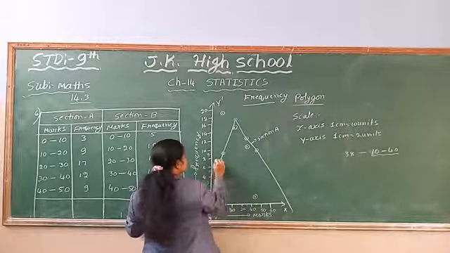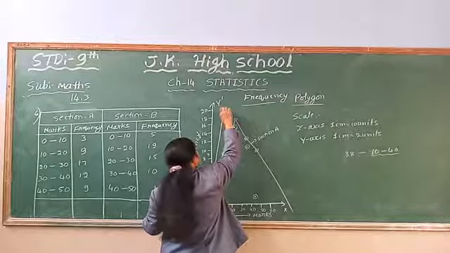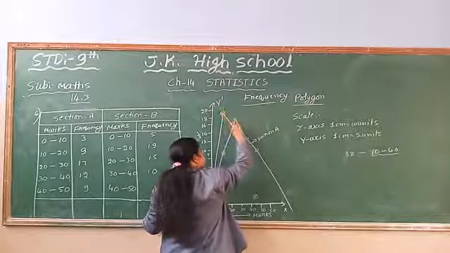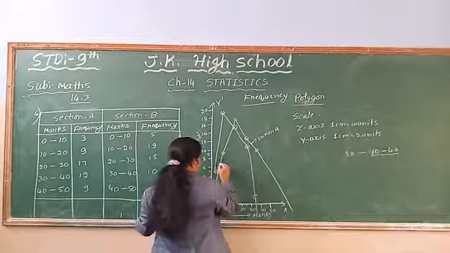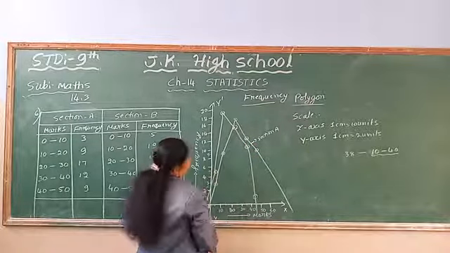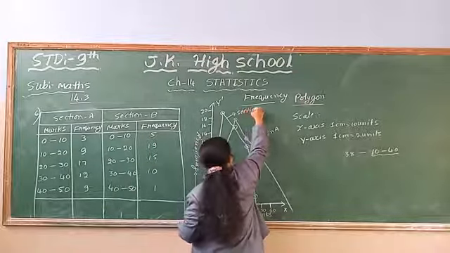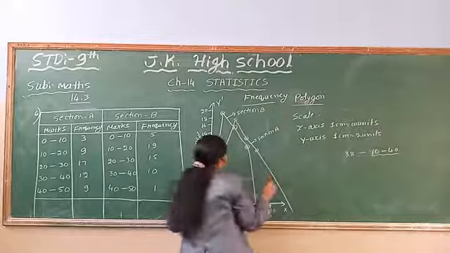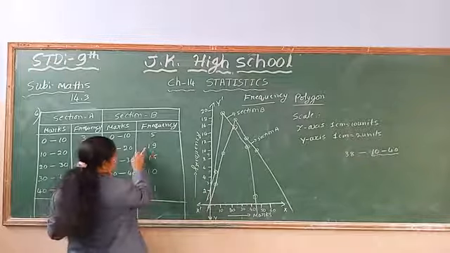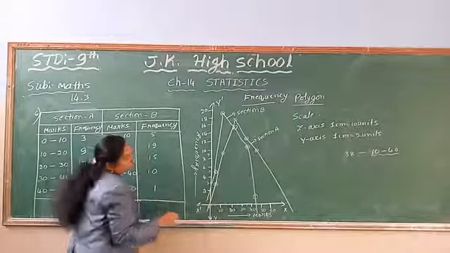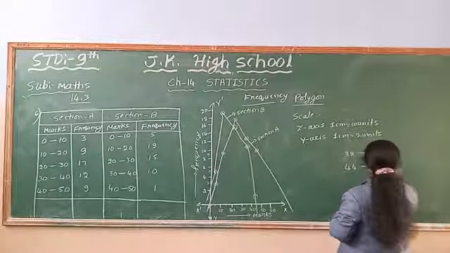Then join all these points. In section B the highest is 19. You join all these points, and like this we come and touch the axis. So this is the frequency polygon graph for section B. You can observe here how many children scored marks between 10 to 40: 44 children.